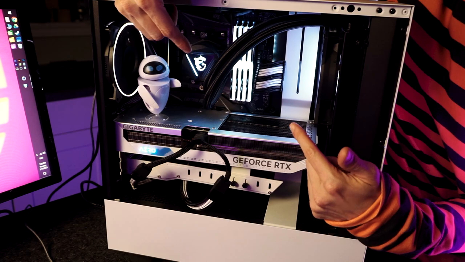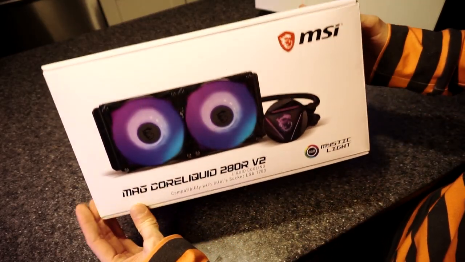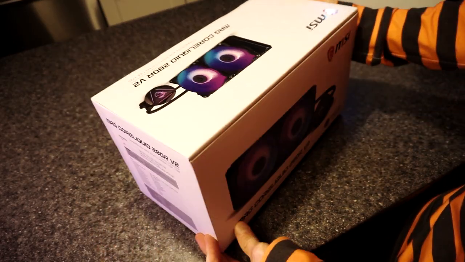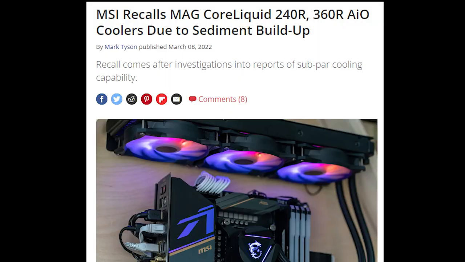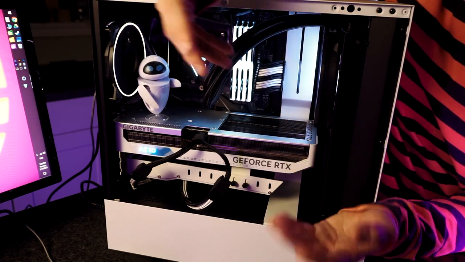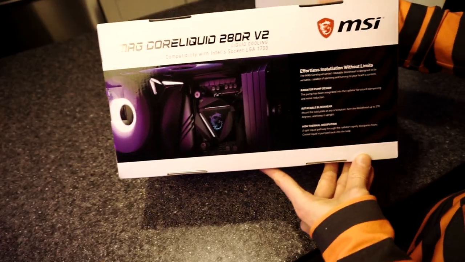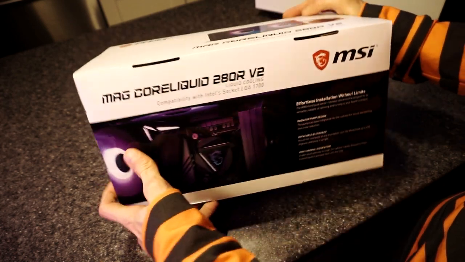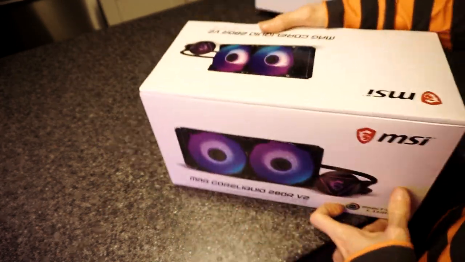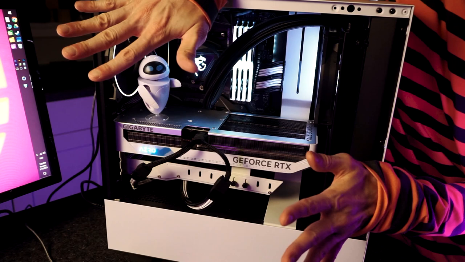Wrong. So I had this cooler on it. This is the RMA replacement of the MSI Mag coreliquid 280R. The old one died because of a sediment issue. It started out okay, but then over time it slowly got worse and worse. So I sent it away for an RMA to be replaced, and guess what? Guess what, you guys? This new one? It's the exact same freaking thing.